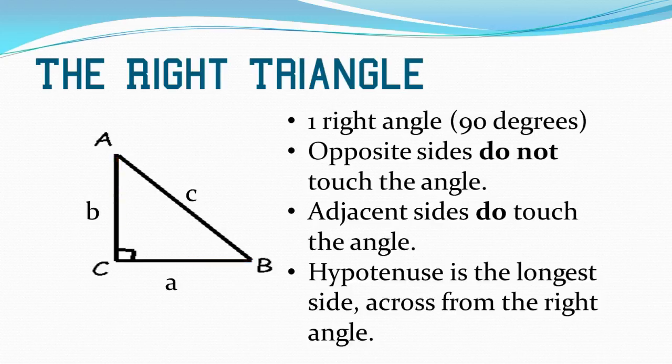The hypotenuse, or in this case side C, is the longest side. It's always directly across from the right angle. Even though side C touches angle A and B, we would not consider it adjacent because it has a very specific name, the hypotenuse.